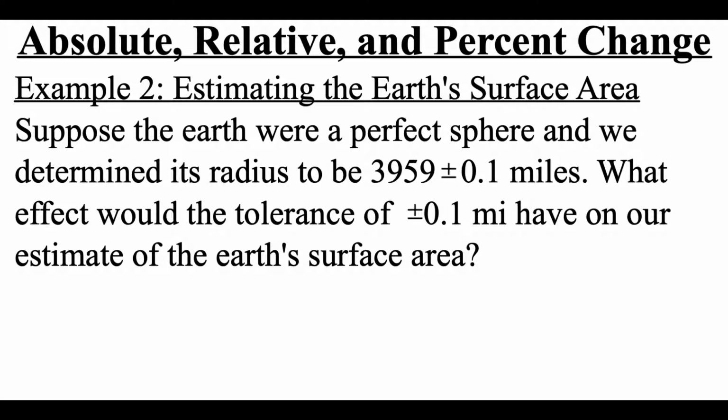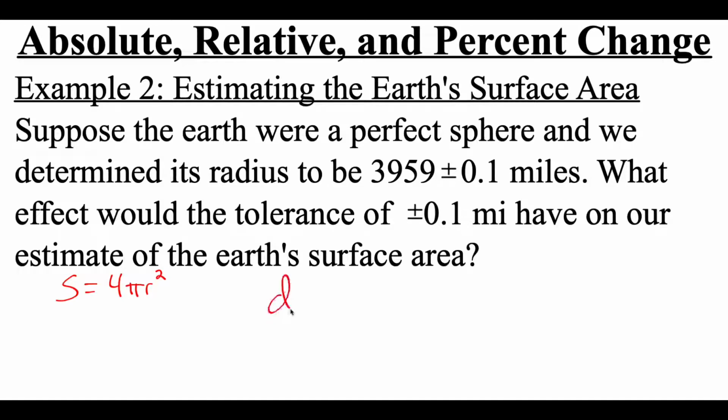Now in this example, we're going to look at estimating the Earth's surface area. So suppose the Earth were a perfect sphere, and we determined that its radius was about 3,959 miles, plus or minus 0.1 miles. And we want to figure out what effect that tolerance of plus or minus 0.1 miles would have on our estimate of the Earth's surface area. Well, first thing we should talk about is the surface area formula for a sphere, and that's S equals 4 pi r squared. So we want to figure out specifically what effect that tolerance would have on this surface area.